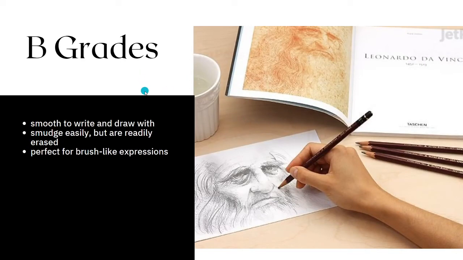And ang B grades mao ni ang smooth to write and draw with, and this would smudge easily but are readily erased. Okay? So perfect for brush-like expressions sila. So mao ni gamiton sa mga artist bitaw kay i-shade nila o ilang bitaw murag tapikon gamay o ilang smudge gamay para murag na shading sa kilid nga na. Mao ni sila ang mga B grade nga pencils na. Okay, class.